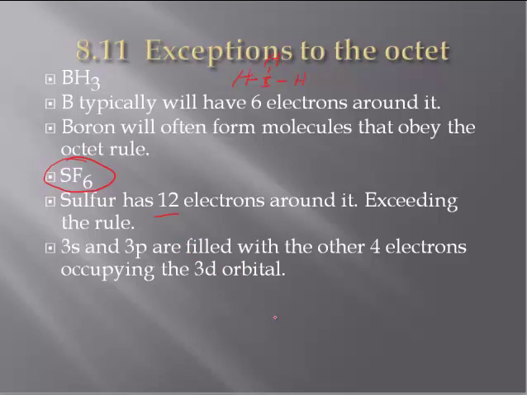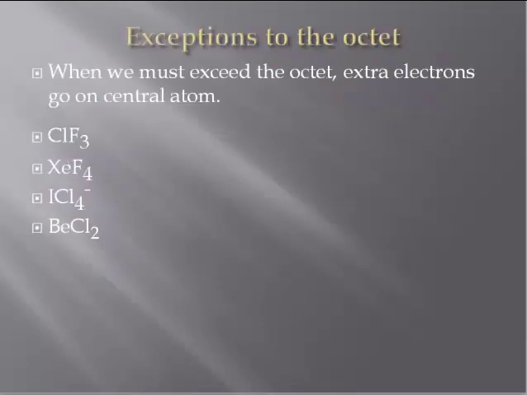Because we know that SF6 happens, and so the idea of what is happening is that the S's and the P's are filled, the 3S and the 3P. However, sulfur does have some 3d orbitals available, and that's where those extra electrons go. So let me draw a couple so you can see what I mean.